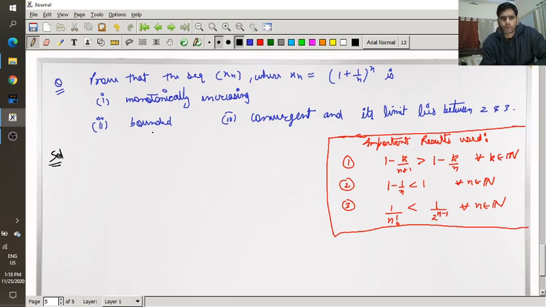This is simple because we will prove that it is bounded. So all the terms lie between 2 and 3, and obviously xn is converging to a limit between 2 and 3. So there is nothing new in this third part. We need to concentrate only on these two, monotonically increasing and bounded. Bounded means we need to prove that it is bounded above as well as bounded below. In order to prove this question, we will use these three simple inequalities.